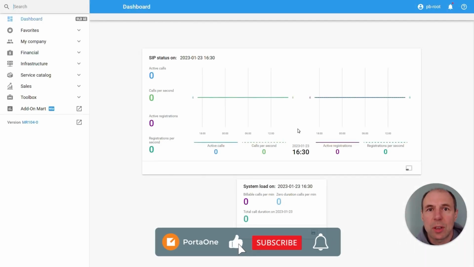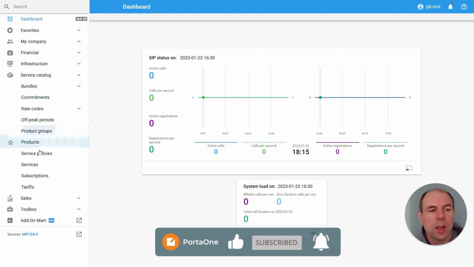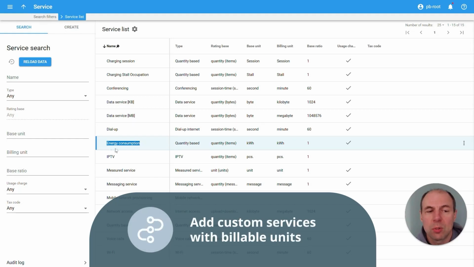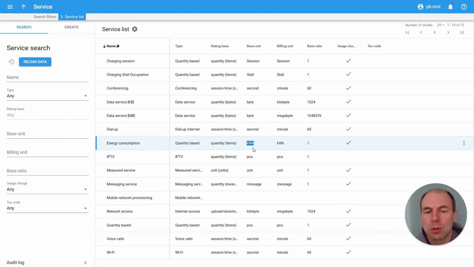Let's examine the configuration of PortaBilling to support our electric vehicle charging scenarios. First of all, we go to Service Catalog and we go to Services. PortaBilling supports virtually any service, and I defined, in addition to our regular telecom services, two new ones. Energy consumption service, which is measured in kilowatt hours. So that's the units in which we're going to collect the consumption information.